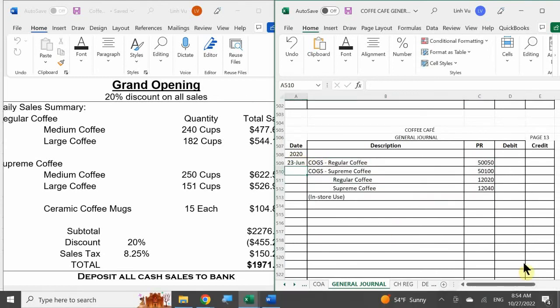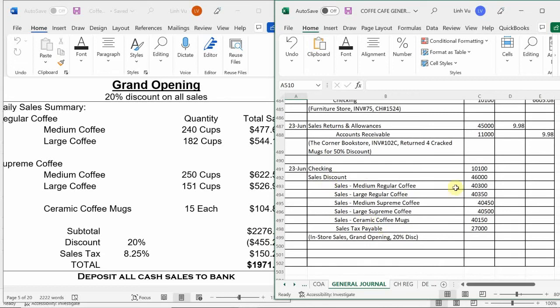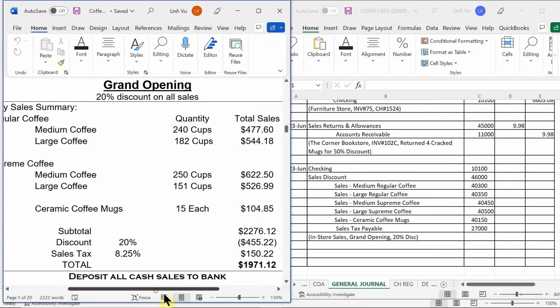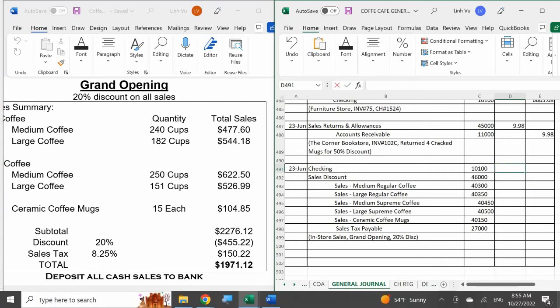Okay, so let's see. All right. For sure, this is fine. So, how much money did I collect? $1,971.12. Okay. How much was my discount? $455.22.